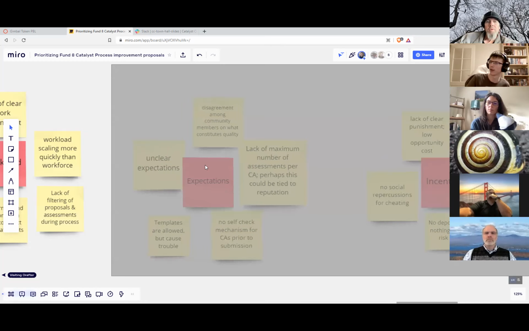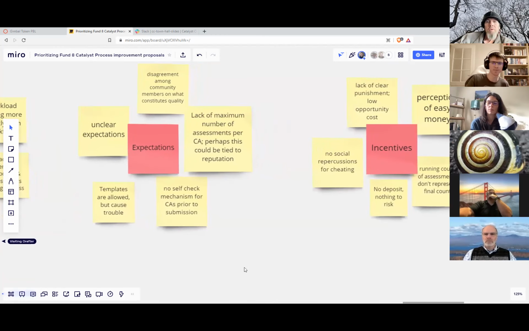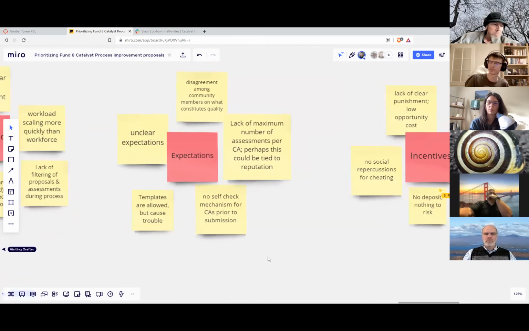What is thought of here? There was a discussion a couple of weeks ago also about after the CA has done their assessment, to check with other CAs to compare their scorings before they finally submit. It could also refer to that. Yeah.